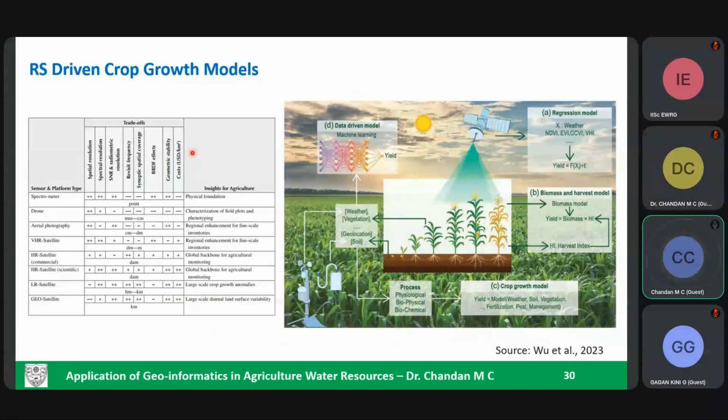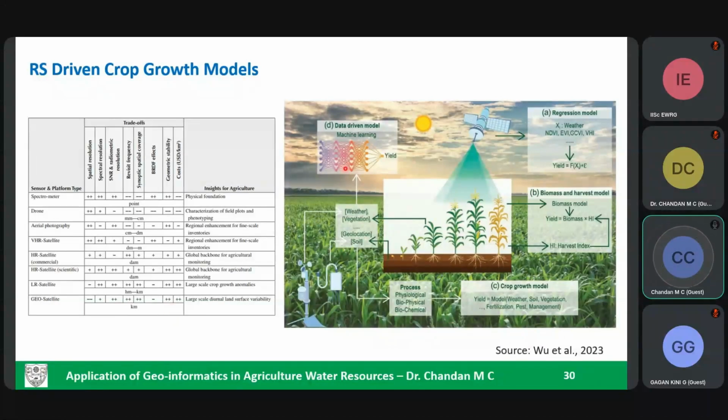When we look at the remote sensing driven crop growth models, here to the left, we have various platforms, for example, spectroradiometer, drones, aerial photogrammetry, etc. Out of these, each has its own advantages and disadvantages, marked in plus and minus. The best advantage we have with respect to agriculture is high resolution satellites, that is the scientific payloads we have in the satellite, because cost is also an issue. And the geosynchronous satellites have a lower resolution, so we cannot use them at a village level or a parcel level in an agricultural field.